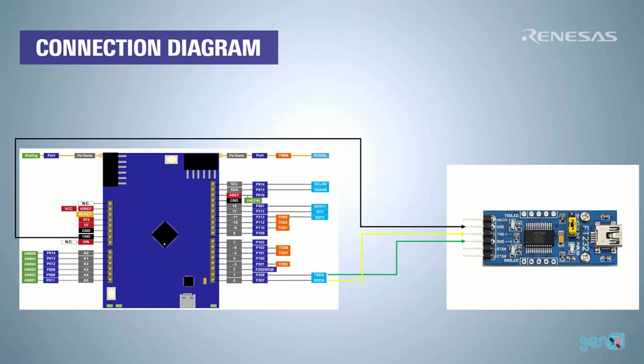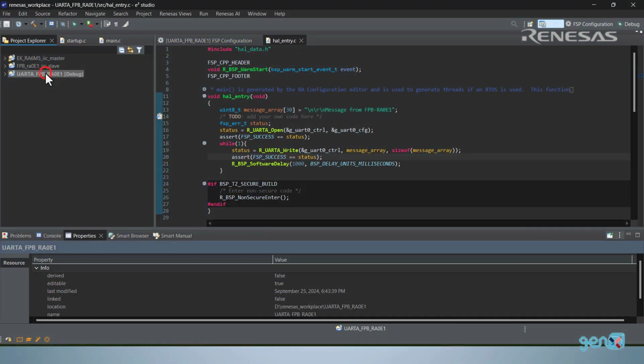Connect RA board with USB to UART converter according to this connection diagram. You need to have a common ground between these boards. Then connect RX of USB to UART converter with TX of RA board. Now connect TX of USB to UART converter with RX of RA board.